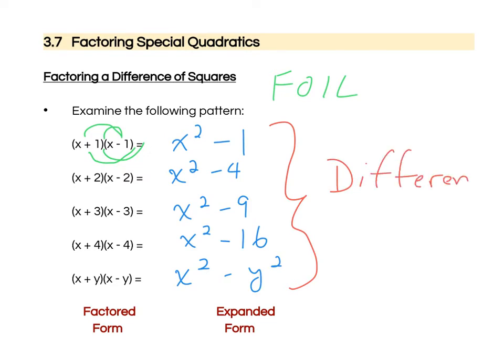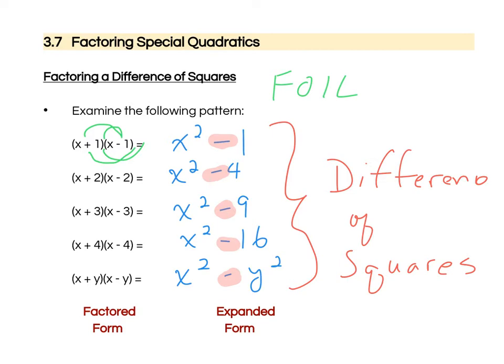Now, what do we think of when we think of difference? Difference, hopefully you're thinking about subtraction. And so one way that you're going to be able to identify an expression as a difference of squares is that you're going to notice that they all, in fact, are subtractions. They're one term subtracted from another.